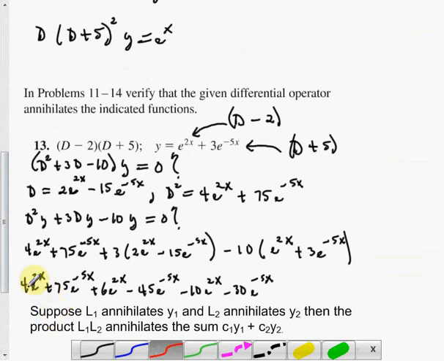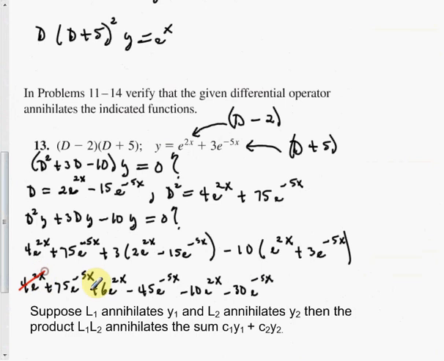So I have 4 e to the 2x plus 6 e to the 2x. That gives me a 10 e to the 2x, which would cancel out with this guy, right? And then 75 times e to the negative 5x minus, this is minus 45 and minus 30, so that's minus 75 e to the negative 5x. It cancels out with that. So that does indeed equal 0.